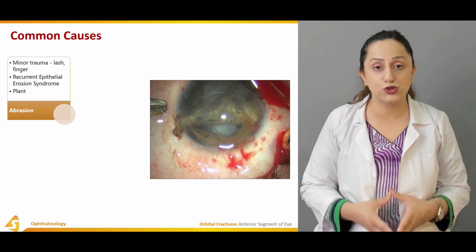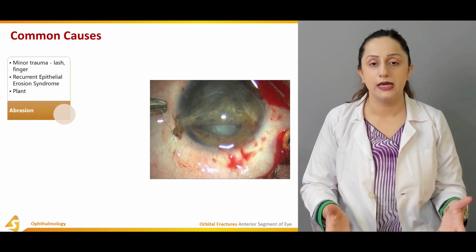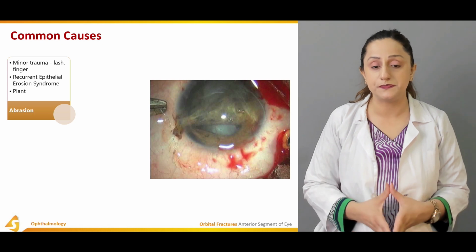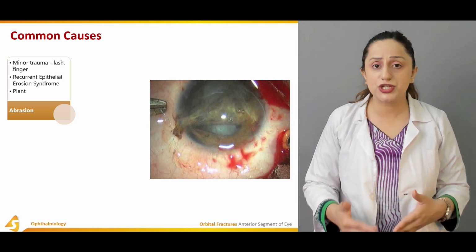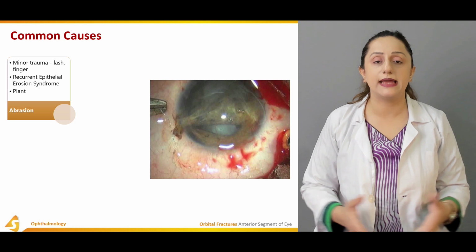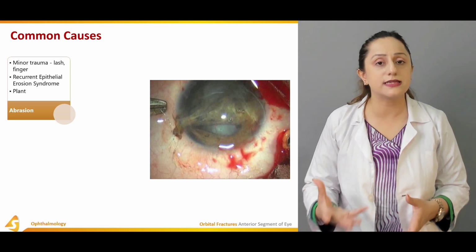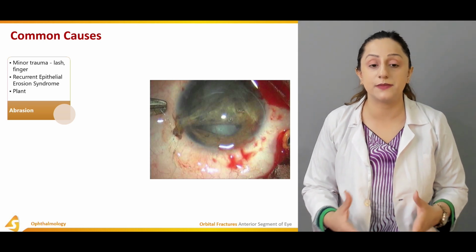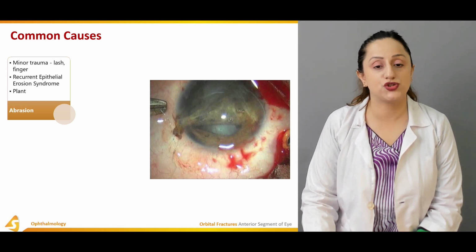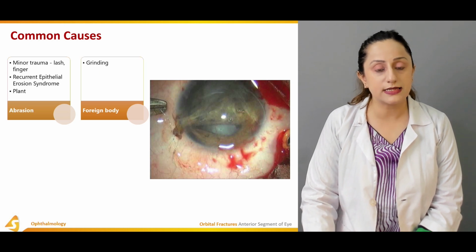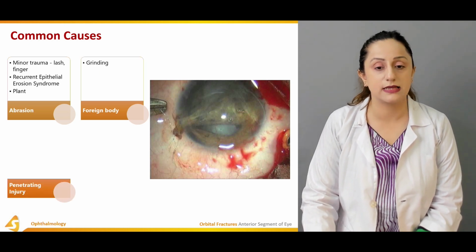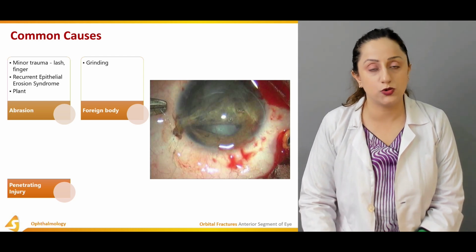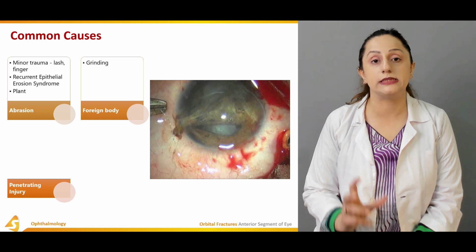Recurrent epithelial erosion syndrome is one of the conditions which can make the person more prone to the development of injuries to the cornea, and it can be an abrasive kind of injury. Then plants, sometimes thorny plants, can result in some types of abrasive injuries in a patient. Foreign bodies are sometimes seen. Grinding phenomena is usually seen in cases of foreign body inclusions in the eye or in the orbit.